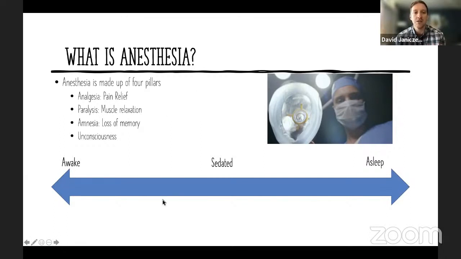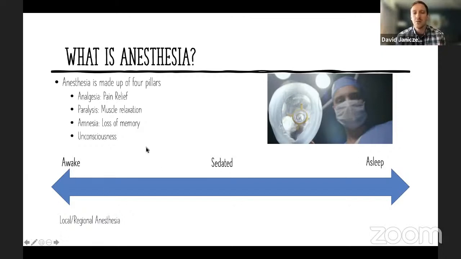So on the bottom here is the spectrum. As you can see, on the far left is the awake state. On the far right is the asleep state. In the middle, I've put the sedated state. When awake, we can use what's called local or regional anesthesia. This is very akin to what dentists use when they numb up your mouth with Novocaine before they take a tooth out or something like that. That's a form of local anesthesia.